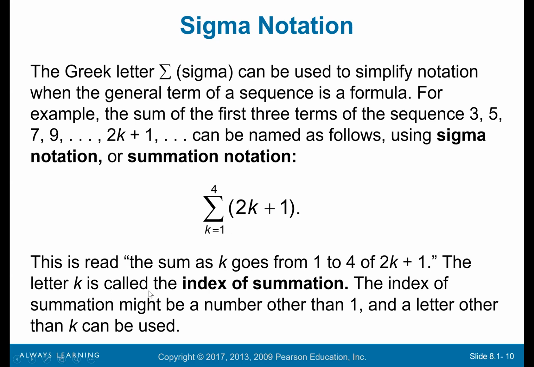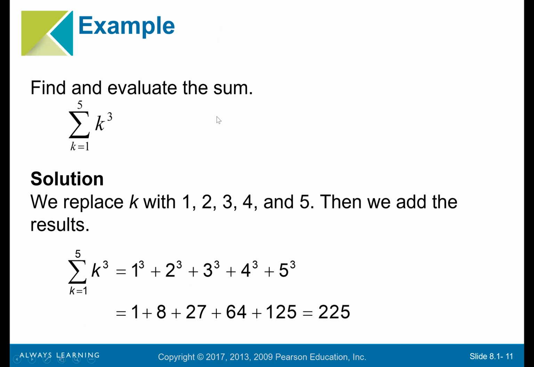The letter K is called the index, and the index of the summation might be a number other than 1. So it doesn't have to start at 1. You could do K equals 2 to 8. And they might use something other than K. If we wanted to evaluate this, the first thing we're going to do is plug in 1 for K, and we'll have 1 cubed, which they wrote down. Then 2 for K to get 2 cubed, then 3 for K, 4 for K, 5 for K. And then because it's sigma, that means summation, we're going to add all those up and we get 225.